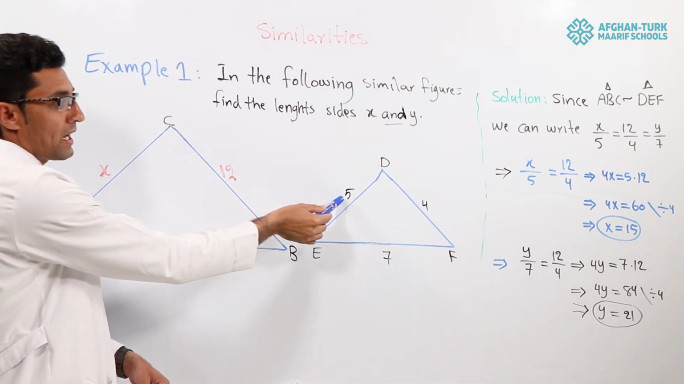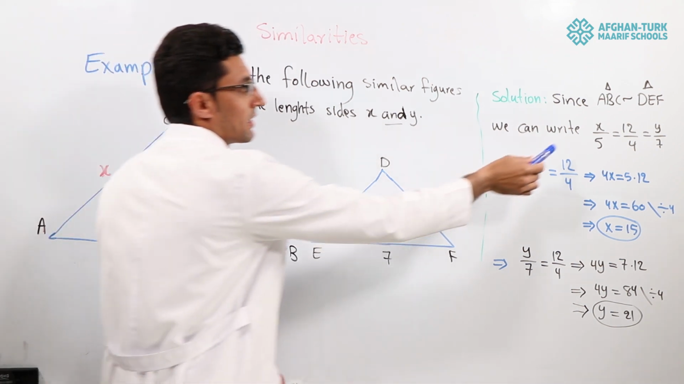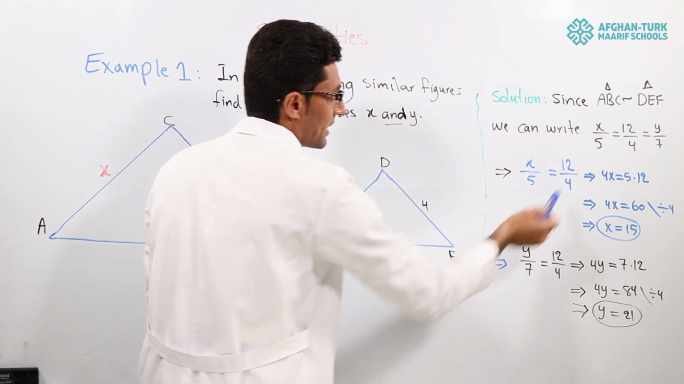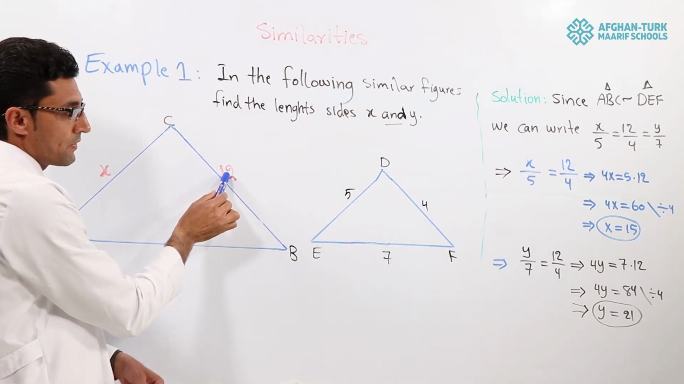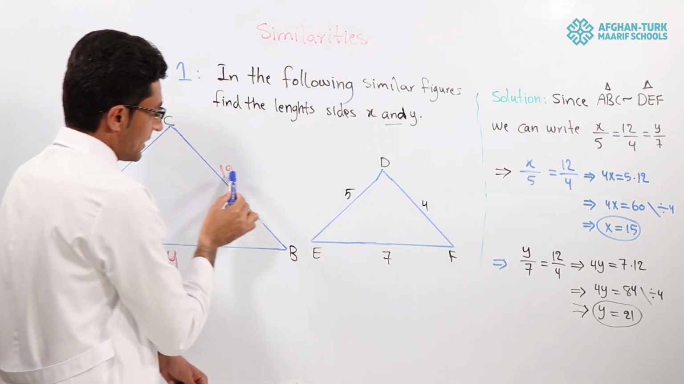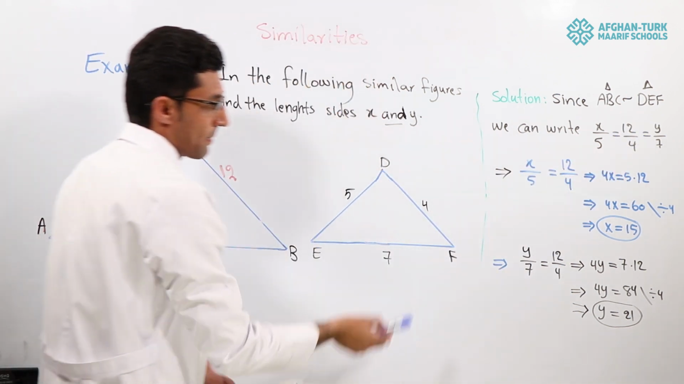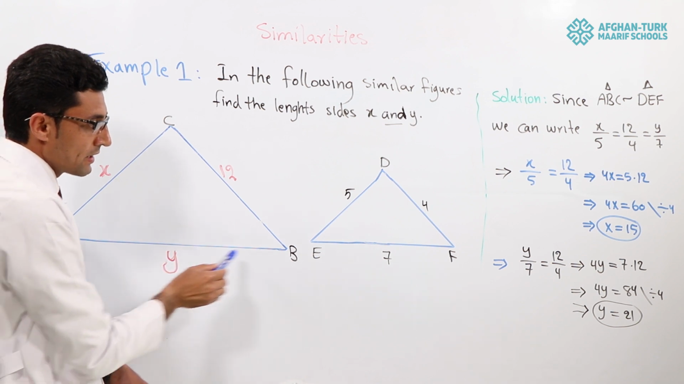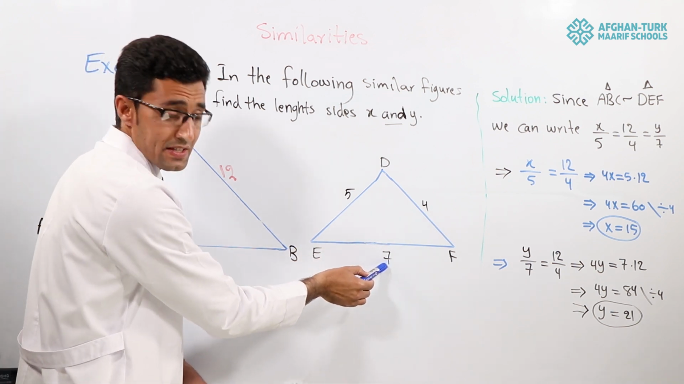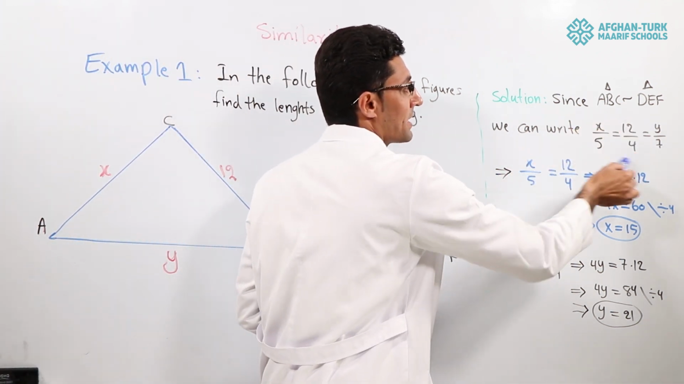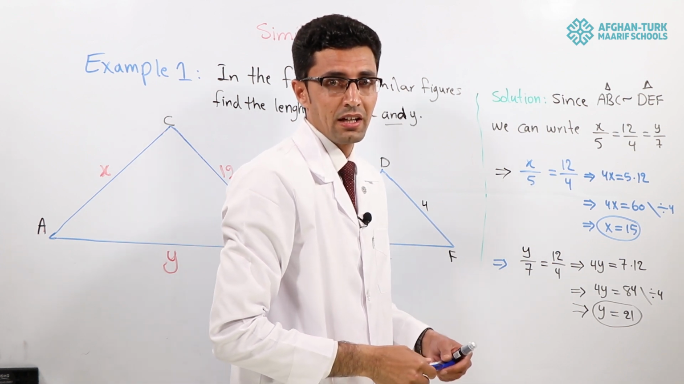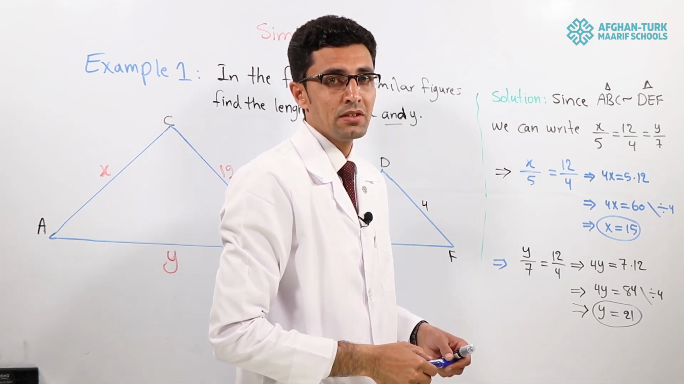We can write x over what? 5. X over 5 is equal to 12 over 4, which is equal to the last one, y over 7. Okay, now I have this proportion. Okay, I can find x and y.